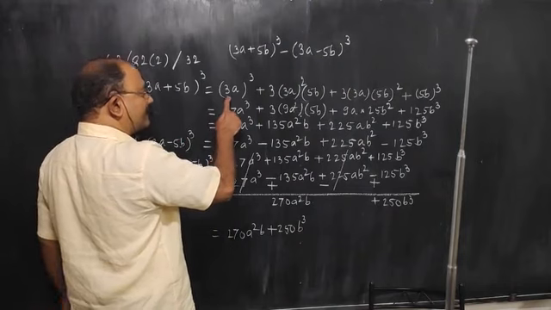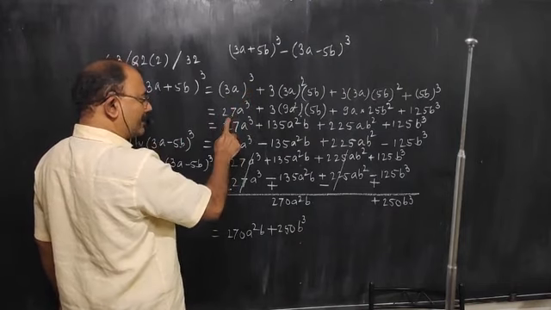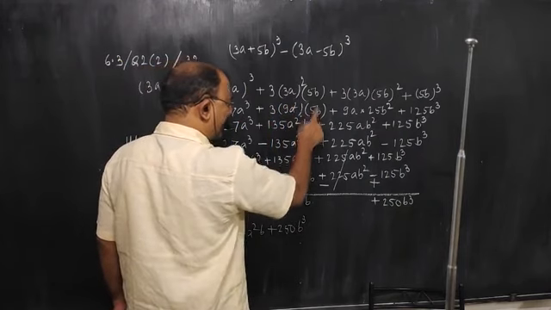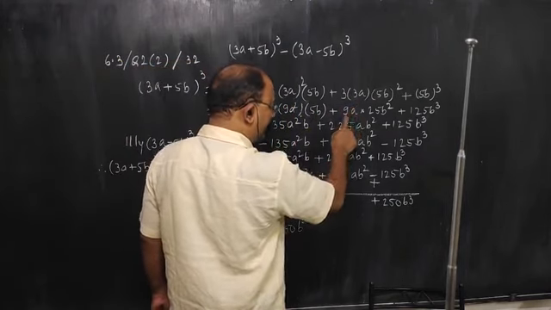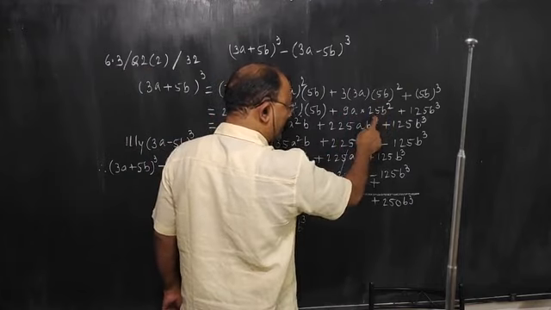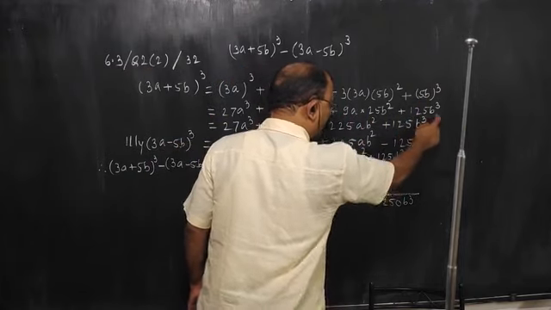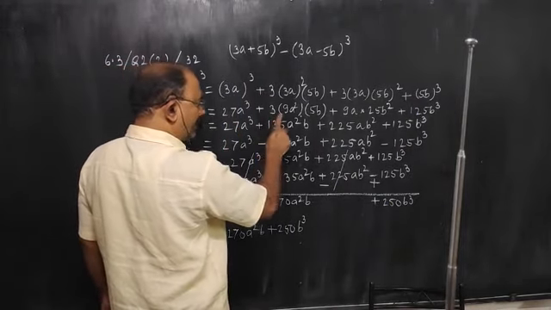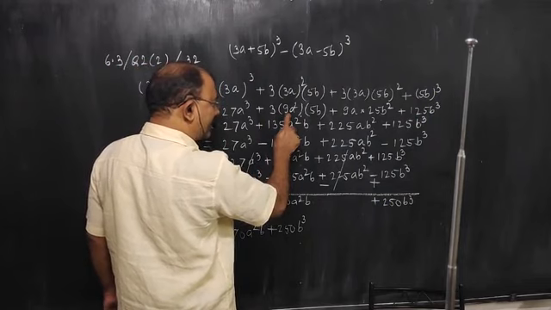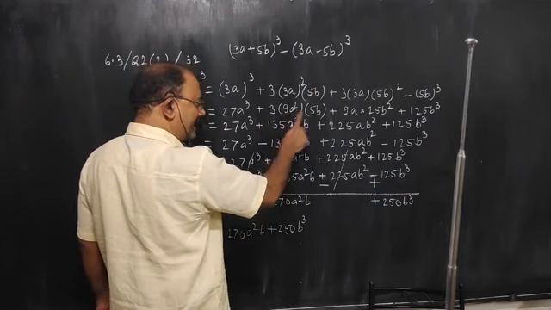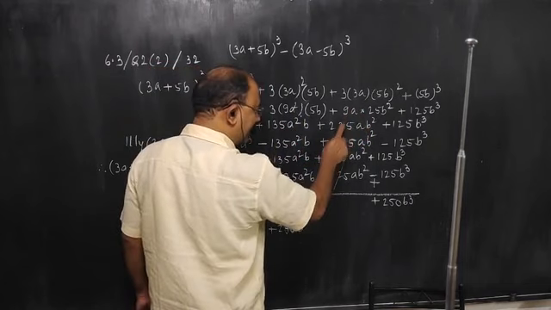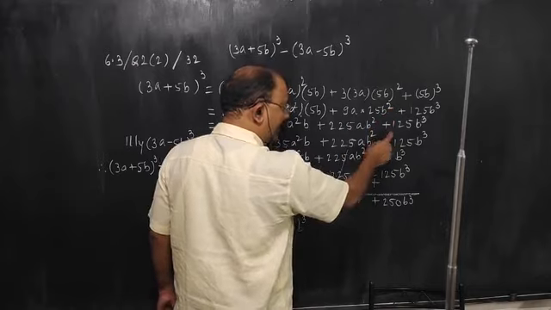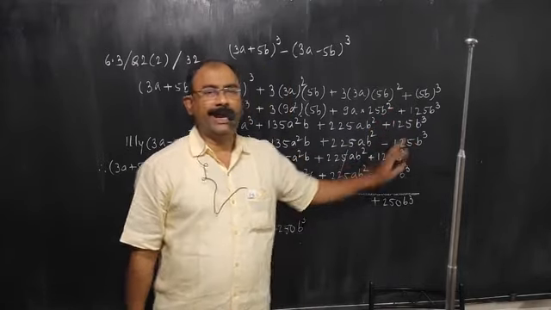Okay. Then we simplify this. 3a cube is equal to 27a cube. 3a square is 9a square, 5b as it is. 3 into 3, 9a, 5b whole square, 25b square. 5b whole cube, 125b cube. Simplify. This term remains as it is. 9 fives are 45, 27 fives are 135, so 135a square b. 25 nines are 225, so plus 225ab square, and 125b cube as it is.